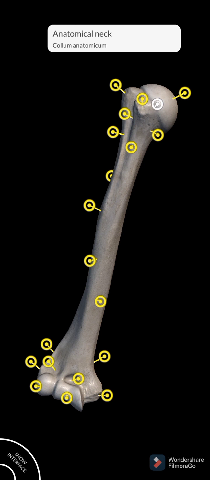This is the anatomical neck of the humerus that surrounds the articular surface of the head of the humerus. This is the surgical neck that is present immediately below the greater tubercle and lesser tubercle.